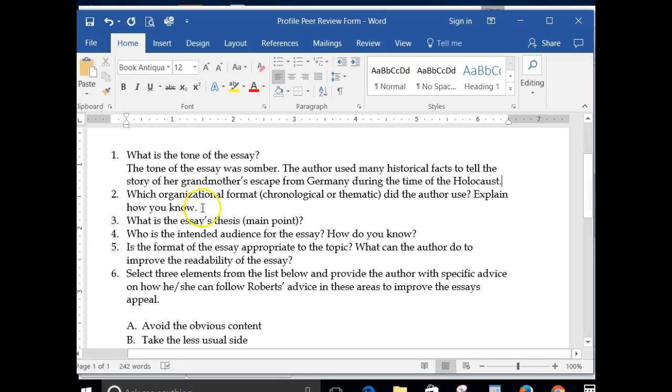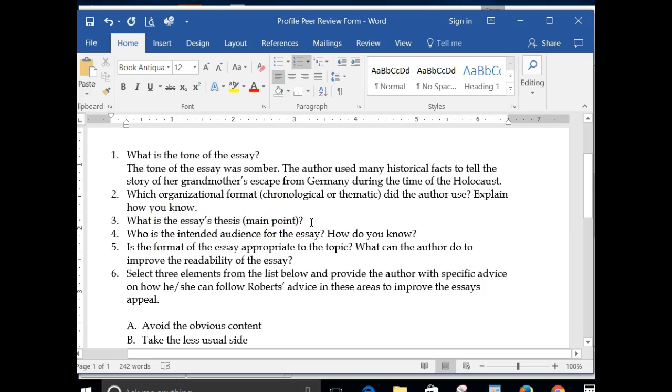The next question asks you what organizational format. So did the author use a chronological format where first this event happened, then this event? Or did the author use a thematic format where the author's looking at particular issues rather than a particular time frame?